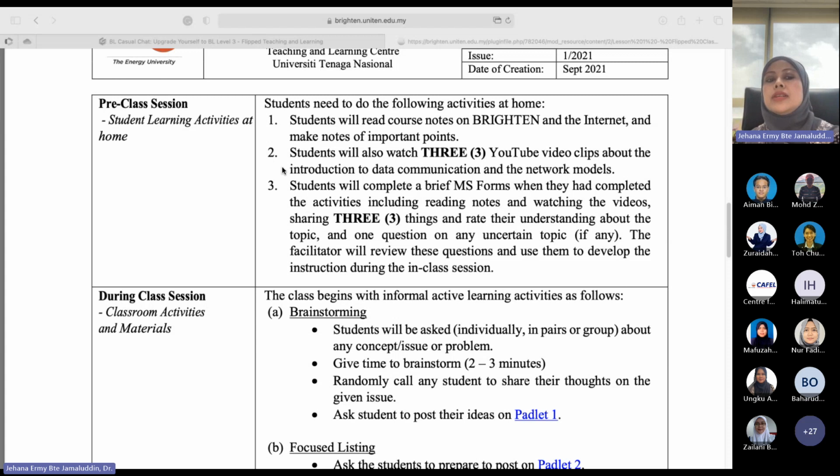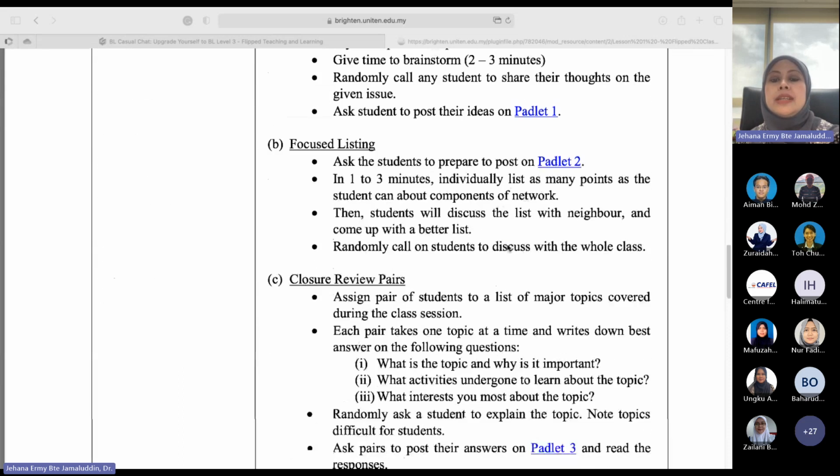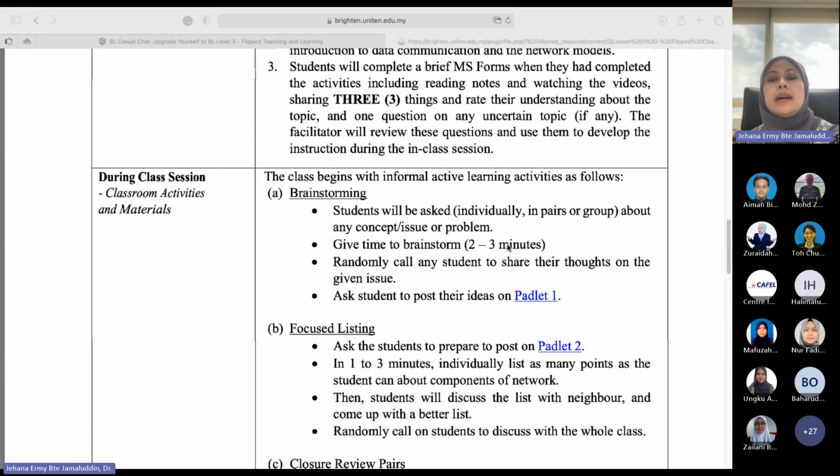So for the pre-class session, they are going to do the following activities. They will read. We assume that they're going to read, but at their own time, their own sweet time. And then there'll be 3 supplementary videos, and then they check their understanding, because we have a number of quizzes for them to see, right? And attempt. During the class session, everything will be given.